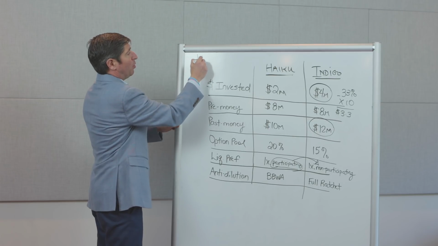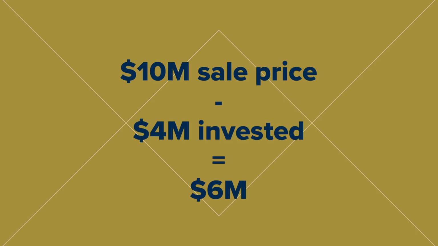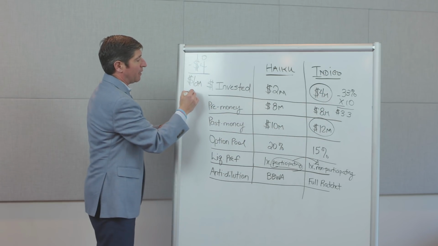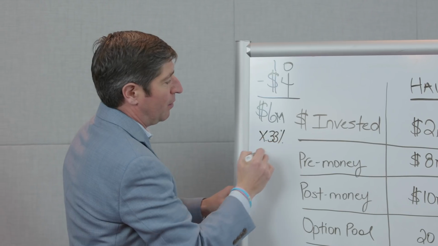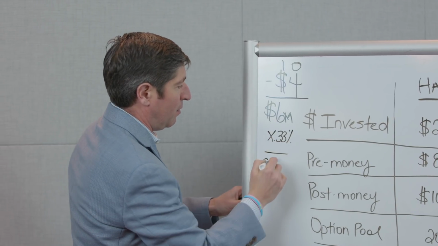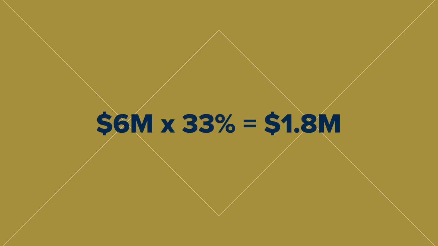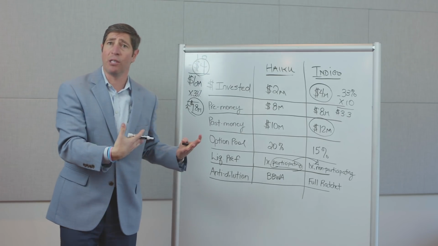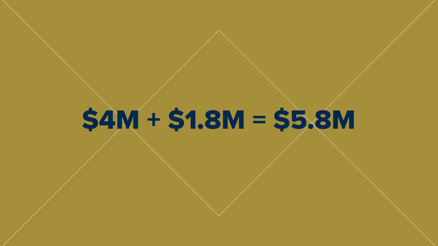And remember, we said we sold it for 10, so there's now $6 million left in the company. Then the venture capitalist also gets 33% of that remaining $6 million, which is roughly about $1.8 million, and that's an approximation. So now the venture capitalist is getting to double dip. They're getting to take both the $4 million in liquidation preference plus the additional $1.8 million.